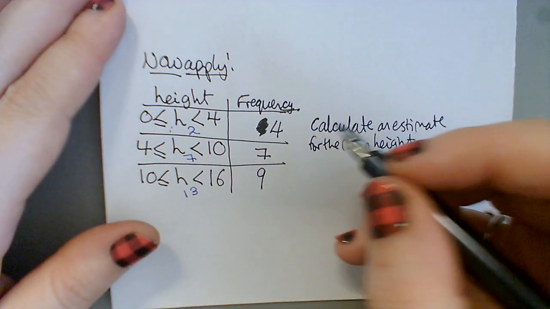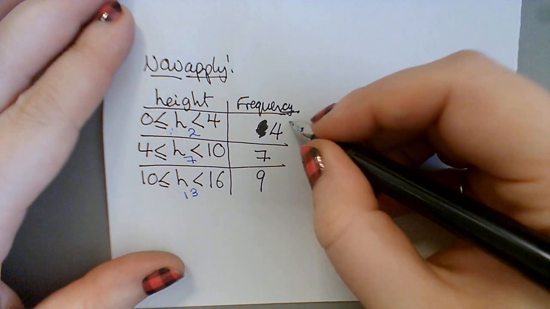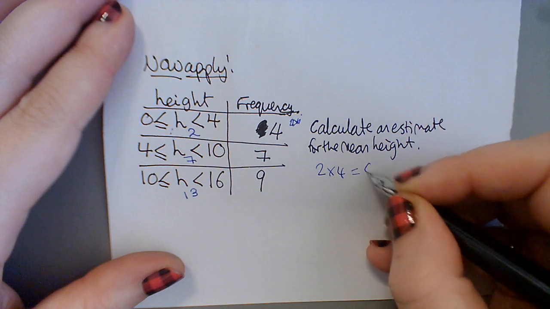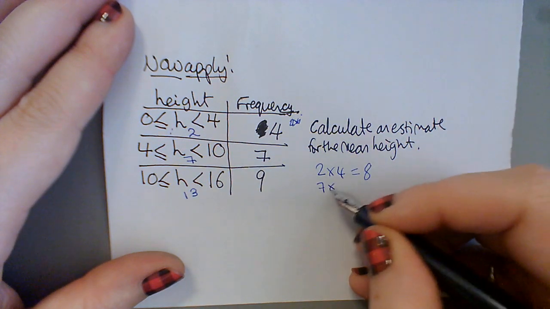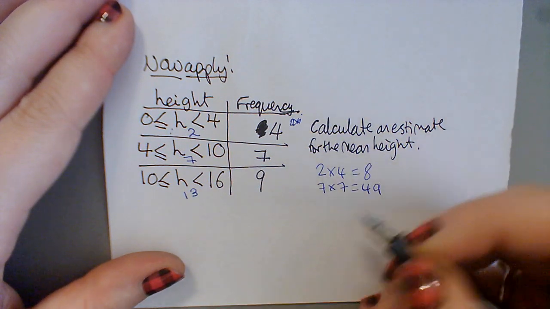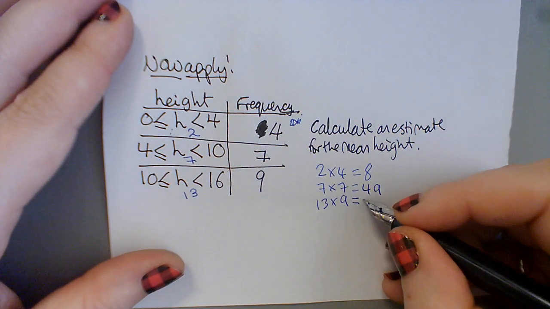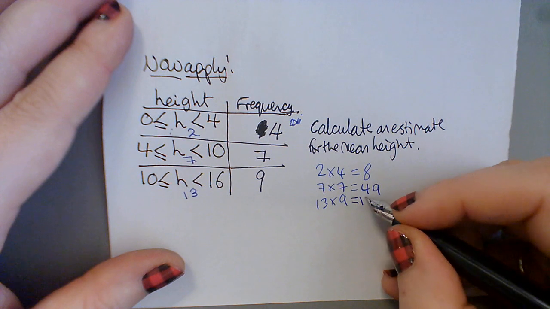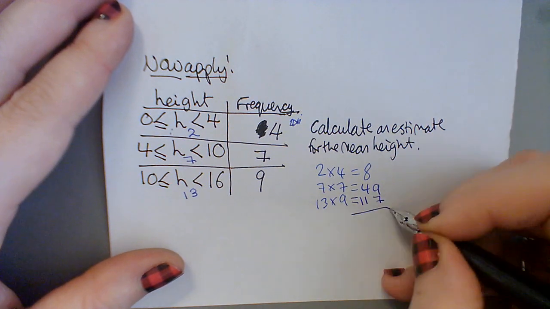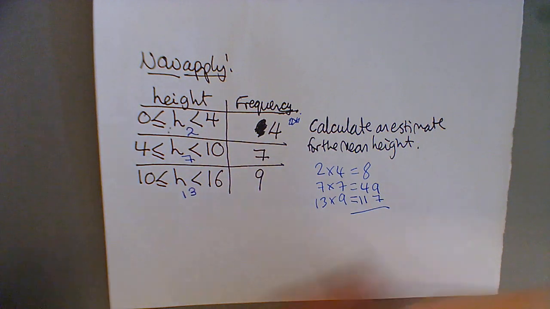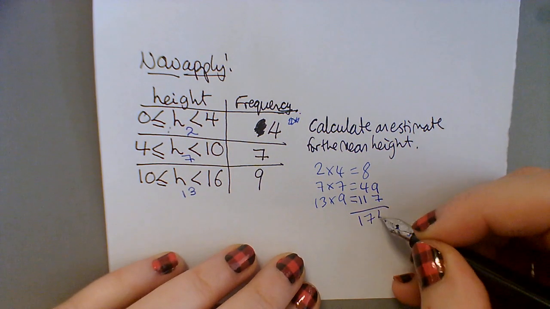And again, then I'm going to be doing 2 times 4 to get 8, 7 times 7 to get 49, and 13 times 9 to get 117. I am going to double check that on the calculator. I'm very proud of myself for that one. And then I'm going to add these all up to get 174.